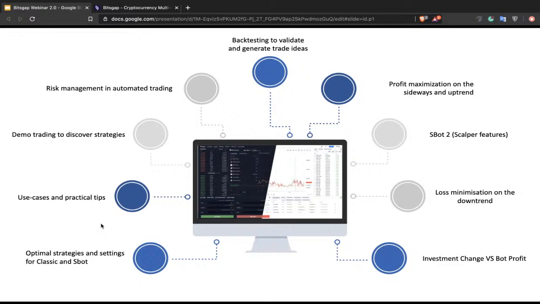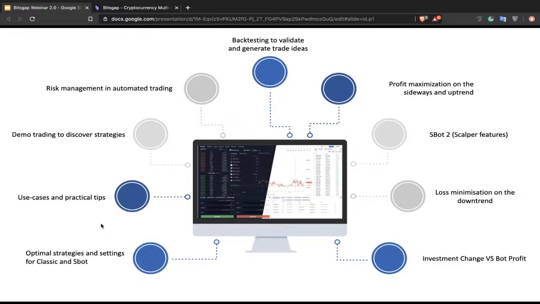Profit maximization on the sideways and uptrend. So I will provide you with some practical tips and clues on how to lead bots and demonstrate to you why with automated trading that we've developed at Bitsgap, you can achieve higher returns on the sideways and uptrend. So I will show you some real examples. Even some of my active trades that I currently have at Bitsgap, I will show you the effect real life.